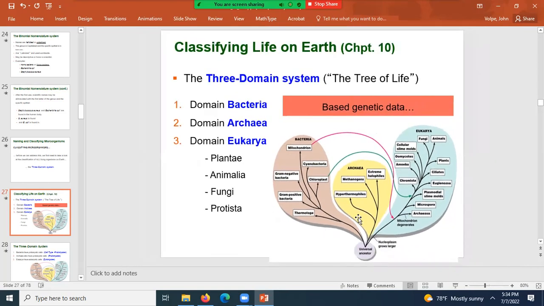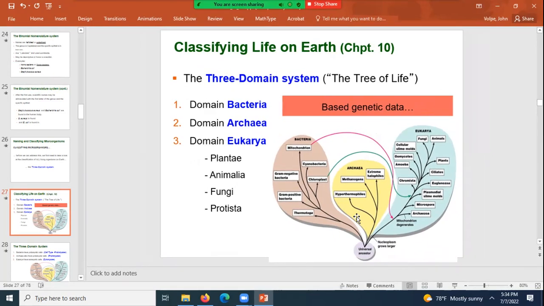All right. After the grouping of the domains, we then have the grouping of the kingdom, and the domain eukarya breaks down into 4 kingdoms: kingdom plant or plantae, kingdom animalia, the animals, kingdom fungi, and then kingdom protista. Any question about that?